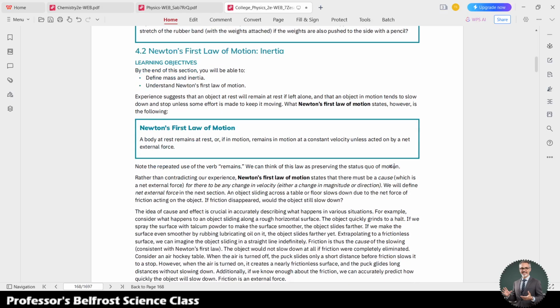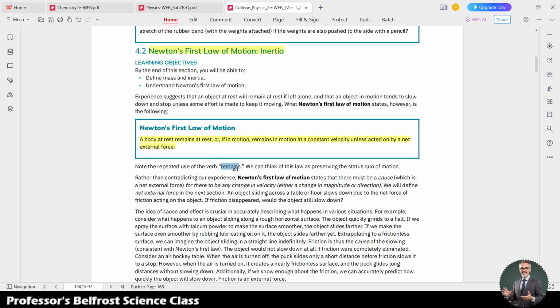Now, after this introduction, let's examine Newton's first law of motion, which is inertia. There are three laws, and Newton's first law is about inertia. Please read this text inside a box. A body at rest remains at rest, or if in motion, remains in motion at a constant velocity unless acted on by a net external force.